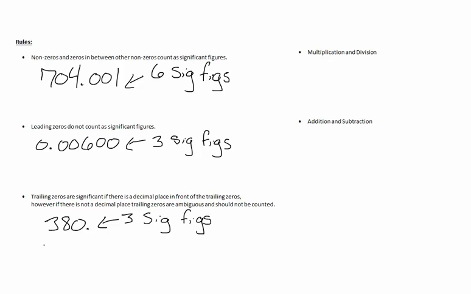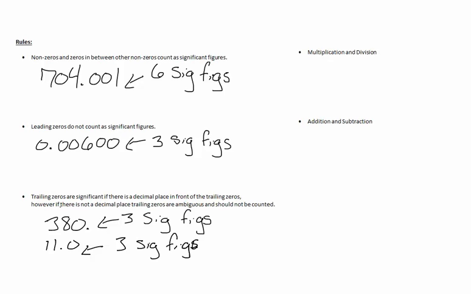Let's look at another example. Let's say we have 11.0, and we were to count the significant figures. If a number has a 0 after the decimal point, the 0 counts as a significant figure. So in this case, this example will have 3 significant figures.